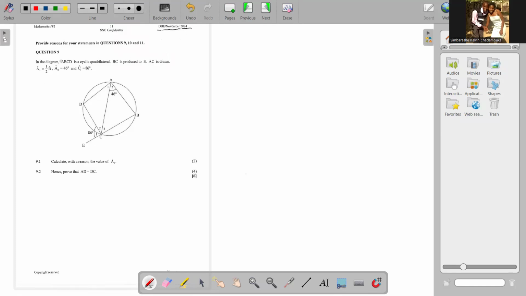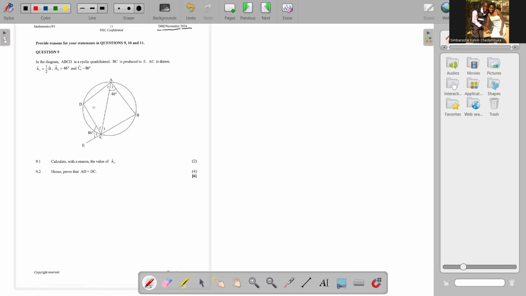In this case, you are given, in the diagram, ABCD is a cyclic quad. BC is produced to E. AC is drawn. Then you are told that A1 is equal to half of B. Then A2 is equal to 46 degrees. Then C1 is equal to 86 degrees. The first part is saying calculate, with a reason, the value of A1.